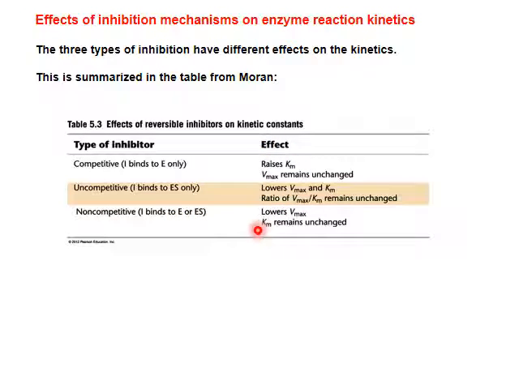So when we look at enzyme kinetics and measure the kinetic parameters, Km, Vmax, in the presence of inhibitors relative to those determined without inhibitors present, these are the results. The Km value goes up, the Vmax doesn't change for competitive. For uncompetitive, Km and Vmax both lower, and the ratio of Vmax to Km remains unchanged. And for non-competitive, it lowers Vmax and Km remains unchanged.